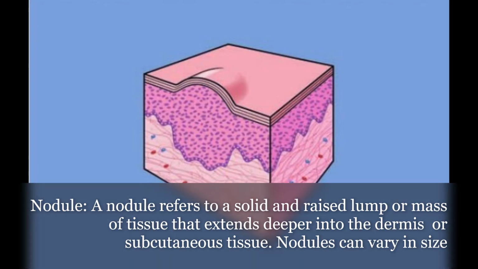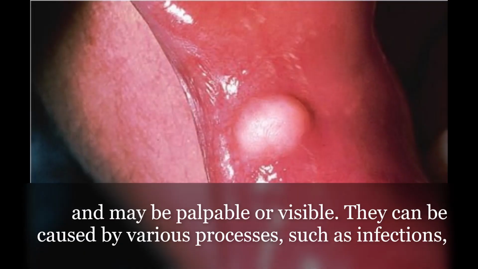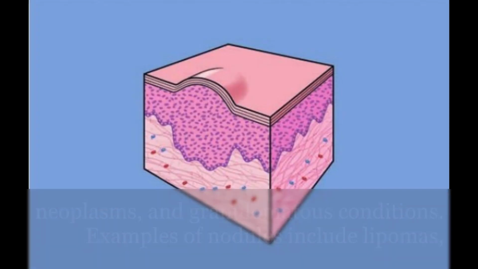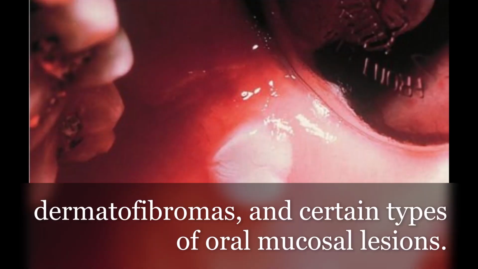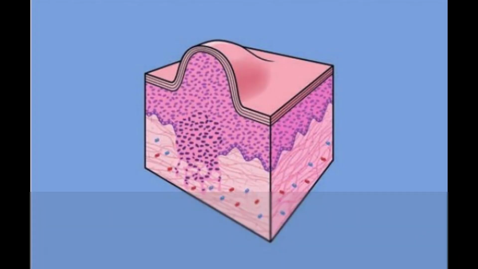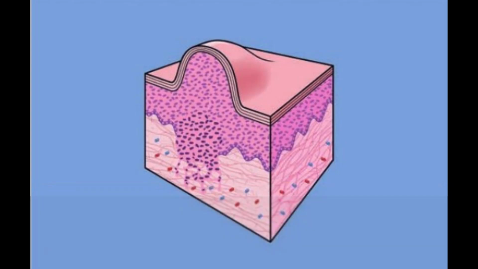Nodule. A nodule refers to a solid and raised lump or mass of tissue that extends deeper into the dermis or subcutaneous tissue. Nodules can vary in size and may be palpable or visible. They can be caused by various processes, such as infections, neoplasms, and granulomatous conditions. Examples of nodules include lipomas, dermatofibromas, and certain types of oral mucosal lesions.